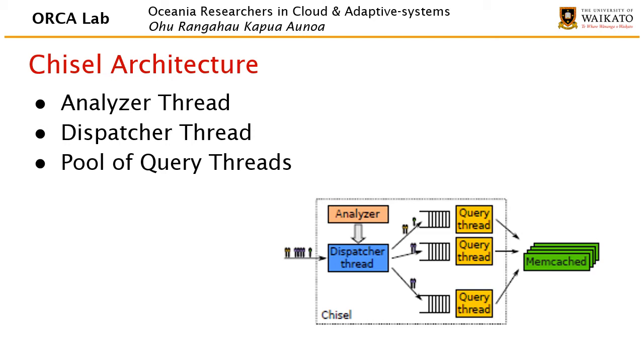So the Chisel architecture is composed of an analyzer thread, a dispatcher thread, and a pool of query threads. And this diagram here shows how they basically interact. Chisel sits on the client side, so it can be deployed to multiple clients simultaneously. And it's not dependent on anything to do with memcached other than the generic memcached GET requests that you are required to utilize.